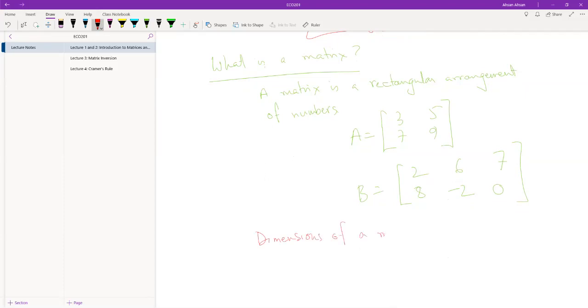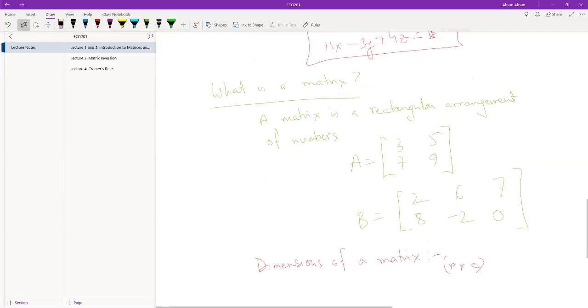What is important is something known as the dimensions of a matrix. The way of finding that is that the dimension of any matrix is basically the number of rows times the number of columns. So if we move to matrix A, how many rows does it have? It has 2 rows. How many columns does it have? It has 2 columns. So this is a 2 by 2 matrix.